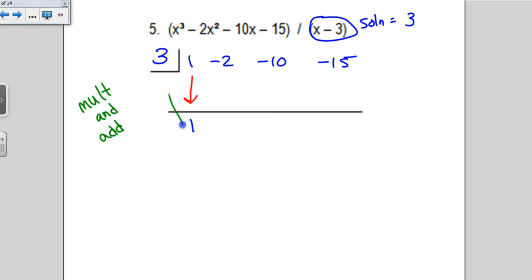So our next step is we're going to take the 1 and we're going to multiply it by the 3. Well, 1 times 3, we're going to put our answer right here, is a 3. And then the addition is when I add up this column. So negative 2 plus 3 gives us a 1. And now we repeat that all over again. So 1 times 3 gives us another 3. And then when I add together this column, negative 10 plus 3, I get a negative 7.